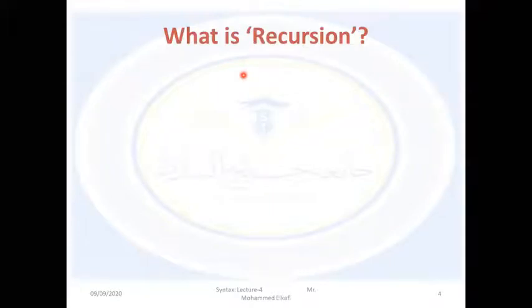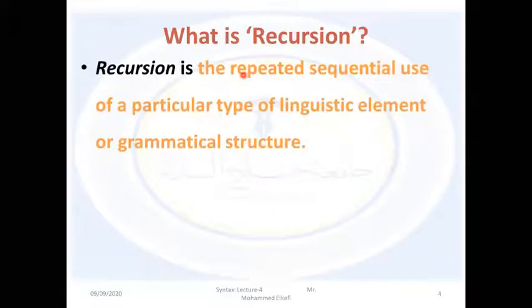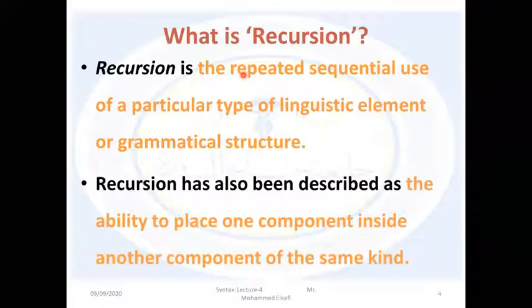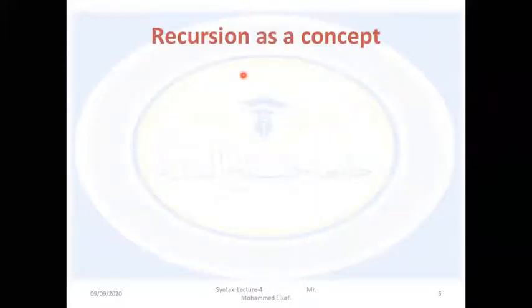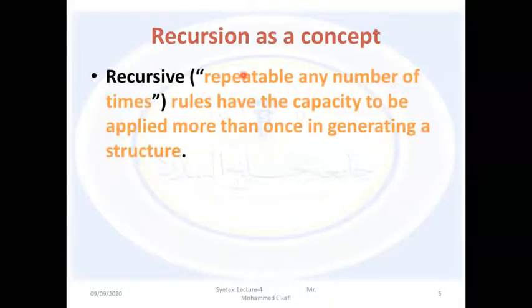What is recursion? Recursion is a repeated sequential use of a particular type of linguistic element or grammatical structure. Recursion has also been described as the ability to place one component inside another component of the same kind. Recursion as a concept. Recursive: repeatable any number of times.